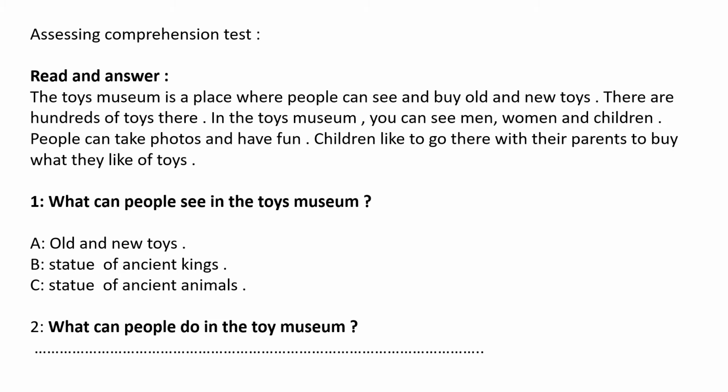Question number one, what can people see in the toy museum? A, old and new toys, or number B, statues of ancient kings, or number C, statues of ancient animals. The answer is old and new toys. Question number two, what can people do in the toy museum? You can say they can buy what they like of the toys.